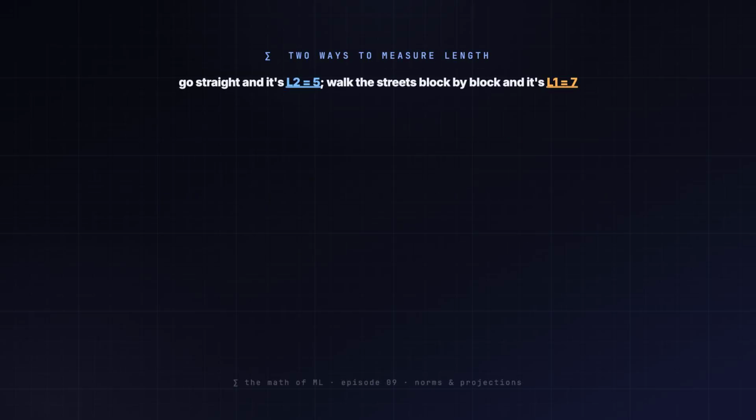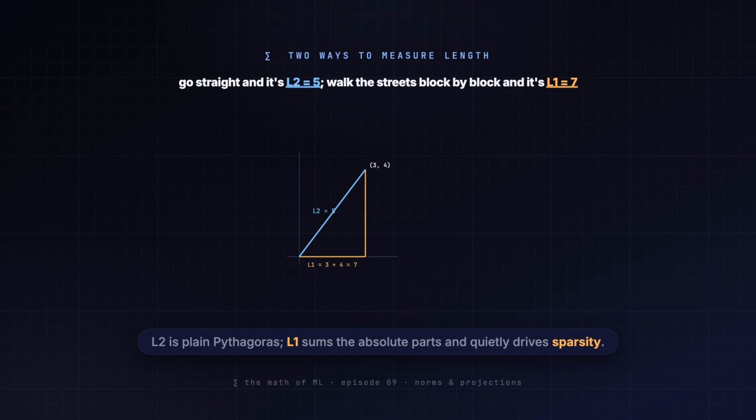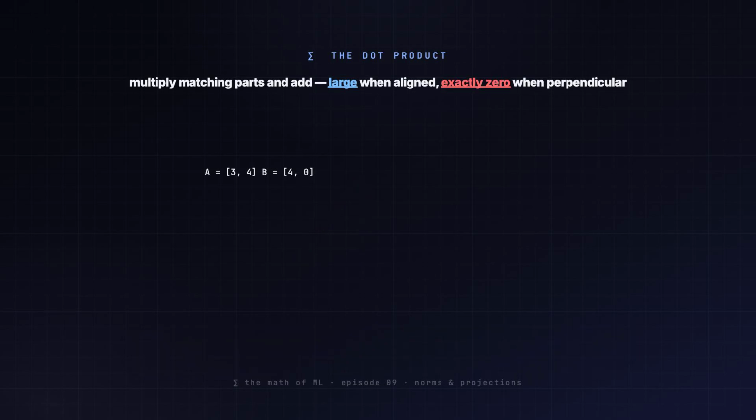Length first. Imagine walking from the origin to a point. Go in a straight diagonal line, and that distance is the L2 norm, plain Pythagoras. Walk only along the streets, block by block, and that taxicab distance is the L1 norm. Now agreement: the dot product multiplies matching components and sums them. When a vector dots with itself, you get its length squared.